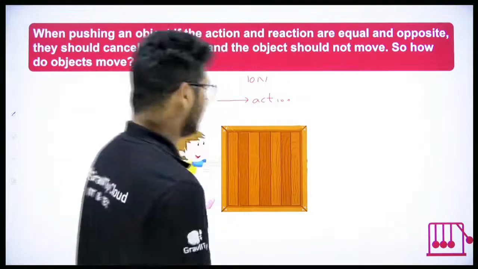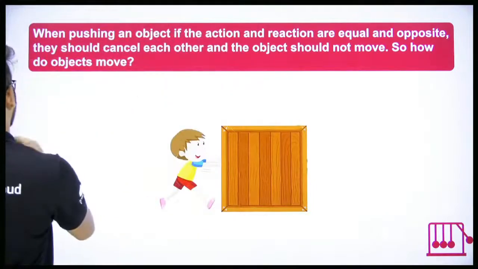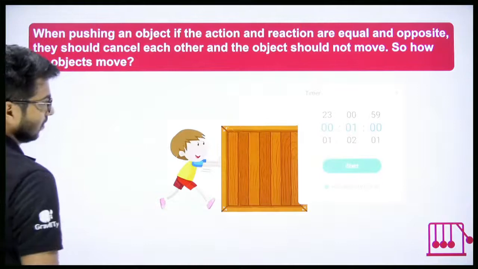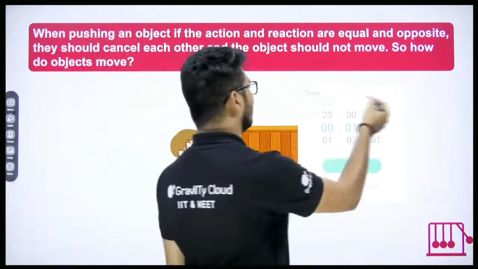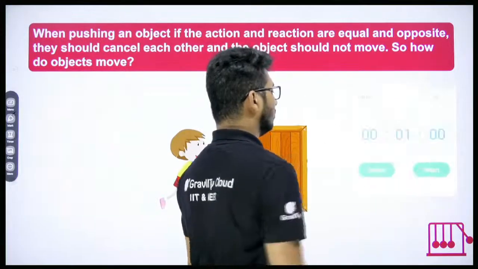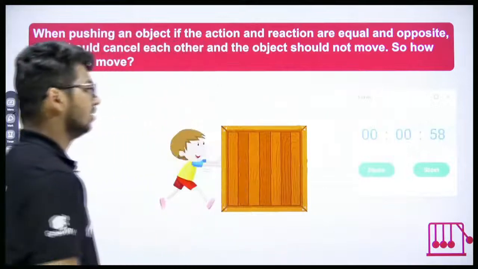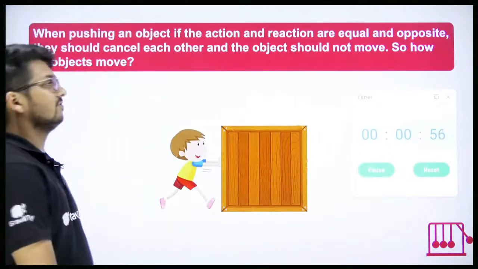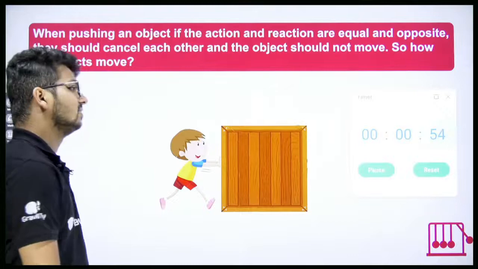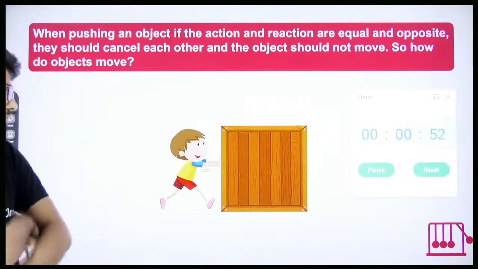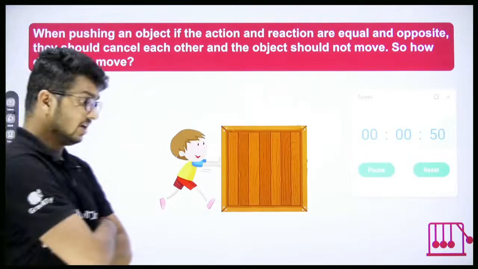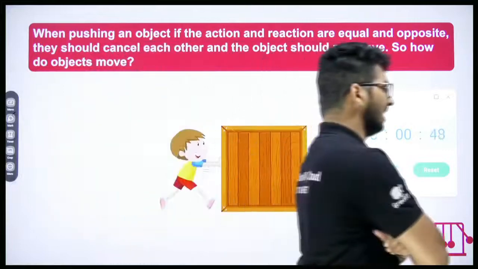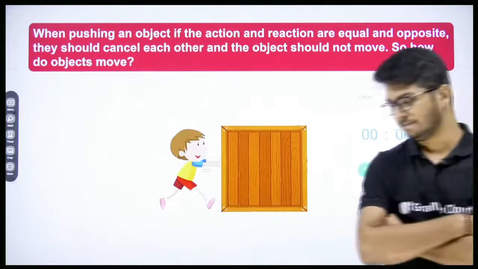Are we making any mistake? If there is any mistake, then please let us know. What is the reason? Why don't they cancel each other out? Why is the box moving if the action and reaction cancel each other out? One minute of time, so solve it. Write down the answer properly. Writing it down is presenting it.